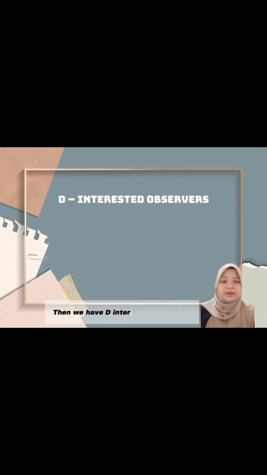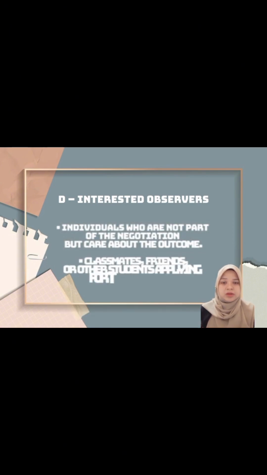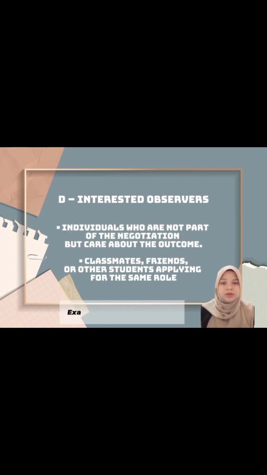Then we have D, interested observers. These are individuals who are not part of the negotiation but care about the outcome. Examples include classmates, friends, or other students applying for the same role. Their presence can motivate the student to perform better, or in some cases, add pressure due to comparison or expectations.